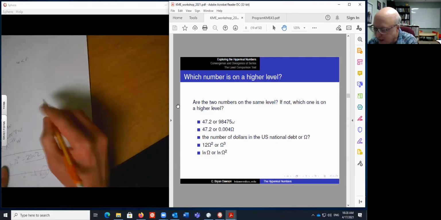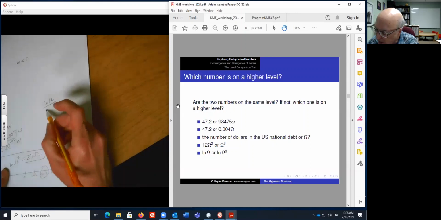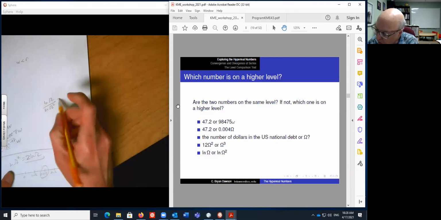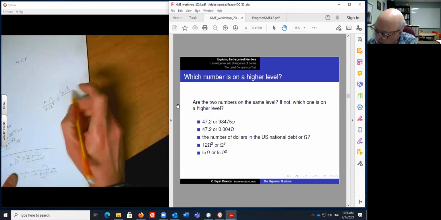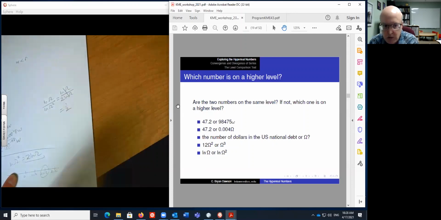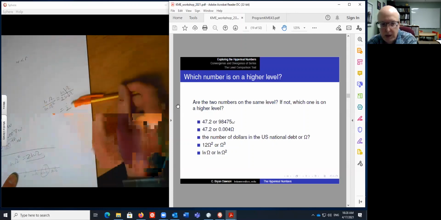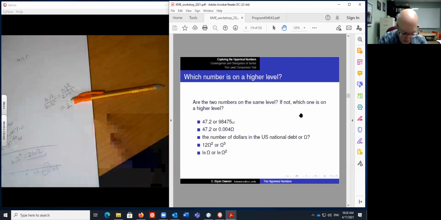Or by that definition we had before, if you take natural log omega over natural log omega squared, you would get 1/2, which is a real number. So if you get a real number when you take their quotient, then they would be on the same level.